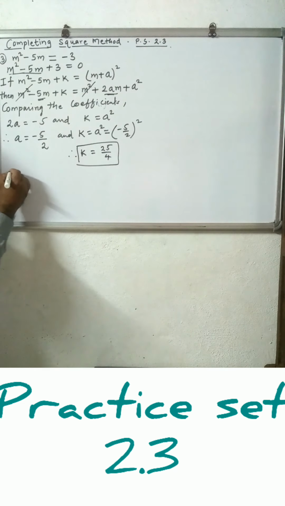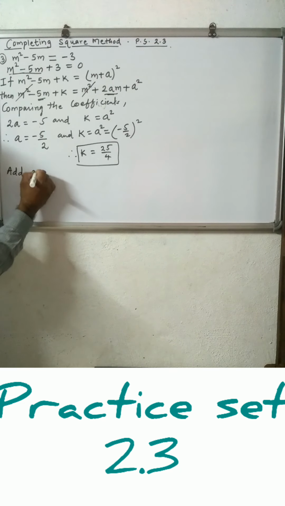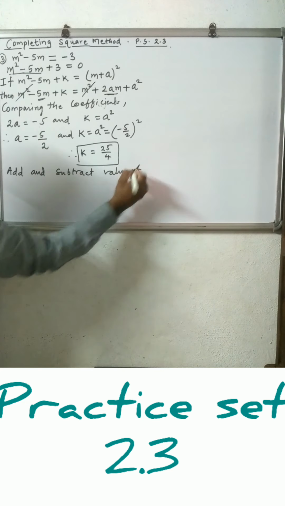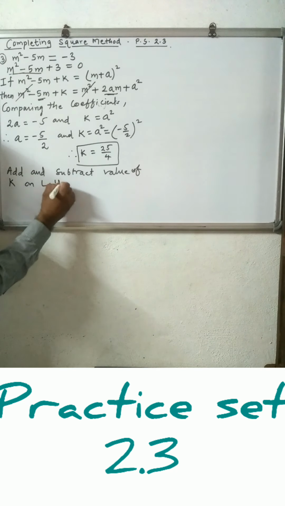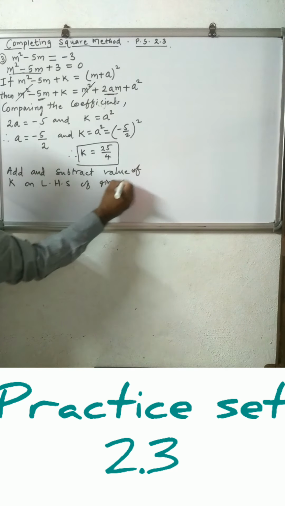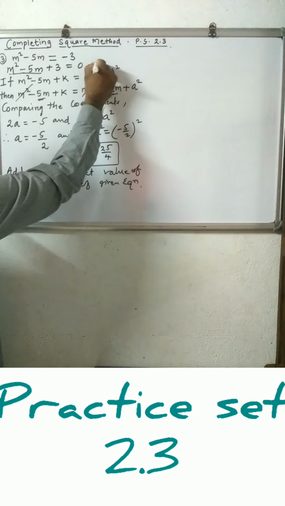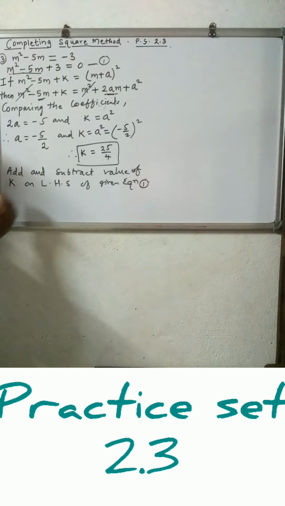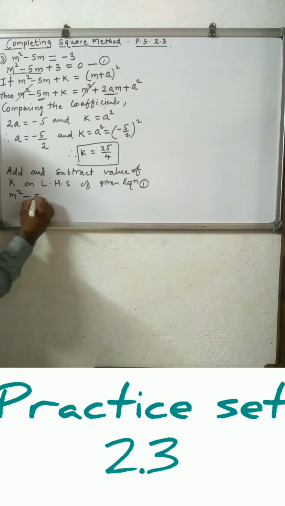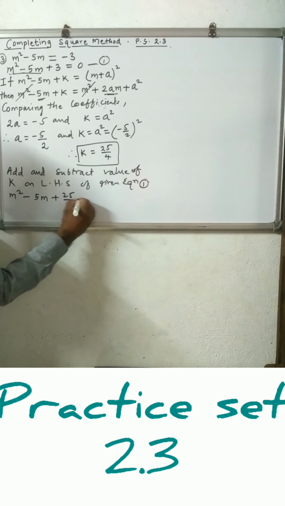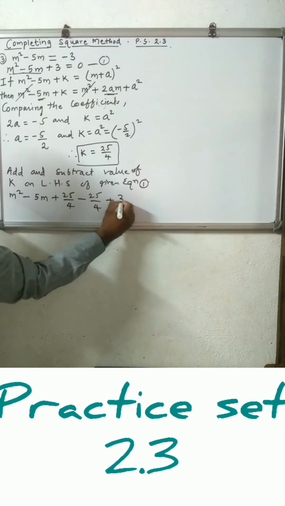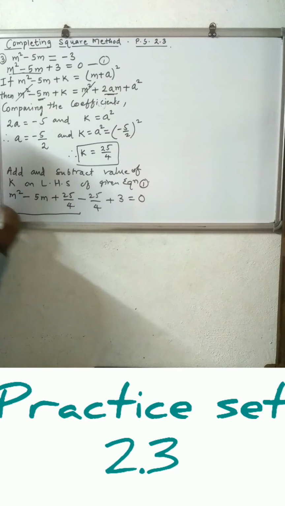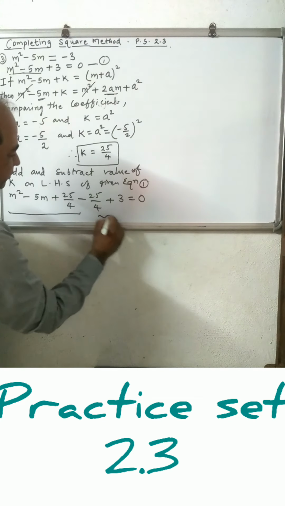So add and subtract value of k on LHS of given equation. Now left hand side of this given equation first. So LHS: m square minus 5m plus 25 upon 4 minus 25 upon 4 plus 3 is equal to 0. Now this much part is the complete square, and here this we have to simplify.